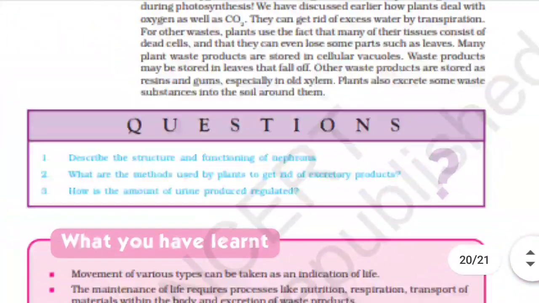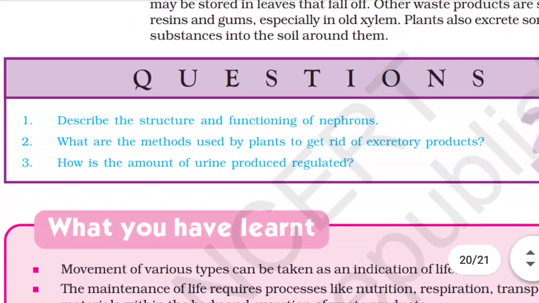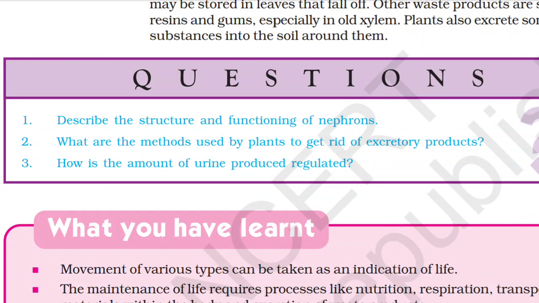Now the last in-text questions. So let's just end this video. Number 1. Describe the structure and functioning of nephrons. Number 2. What are the methods used by plants to get rid of excretory products? Number 3. How is the amount of urine produced regulated?